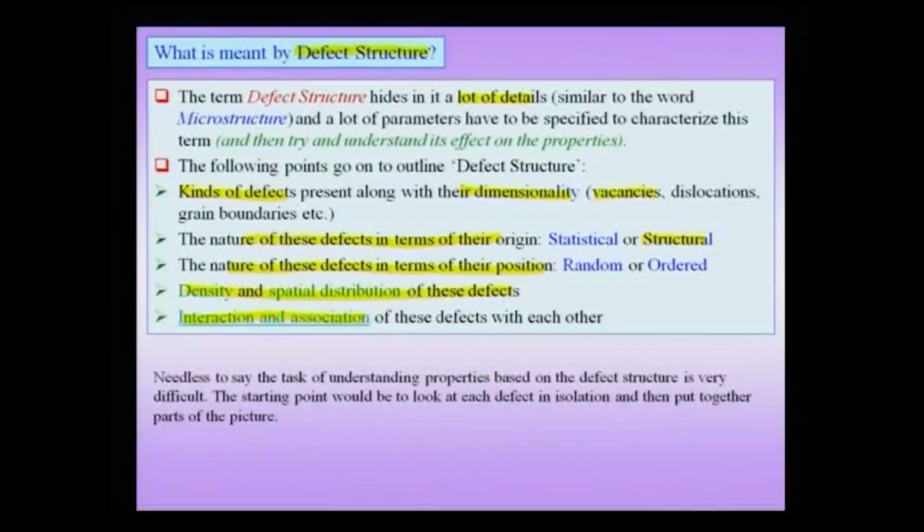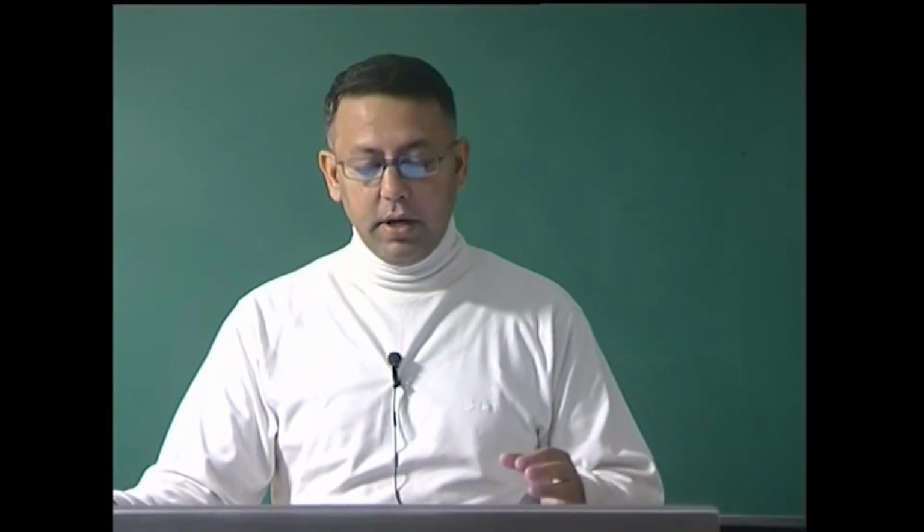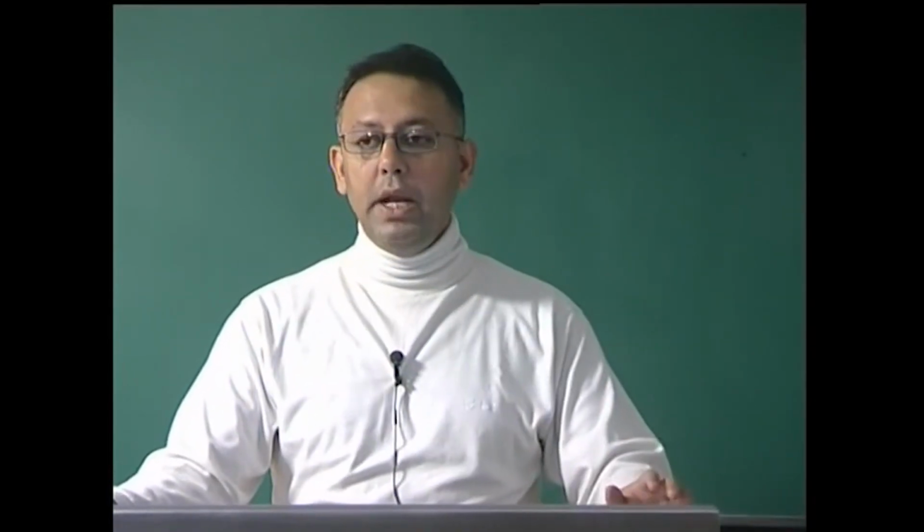Last but not the least, I need to understand the interaction and association of these defects with each other. It is not sufficient that I talk about one kind of defect, let it be a vacancy or an interstitial or a dislocation or maybe a segregated region along the grain boundary. I need to understand how one kind of defect interacts with another kind of defect, and how this kind of interaction may lead to what we may call the association of these defects. This is going to be the theme of the understanding which we will take up in the coming slides.